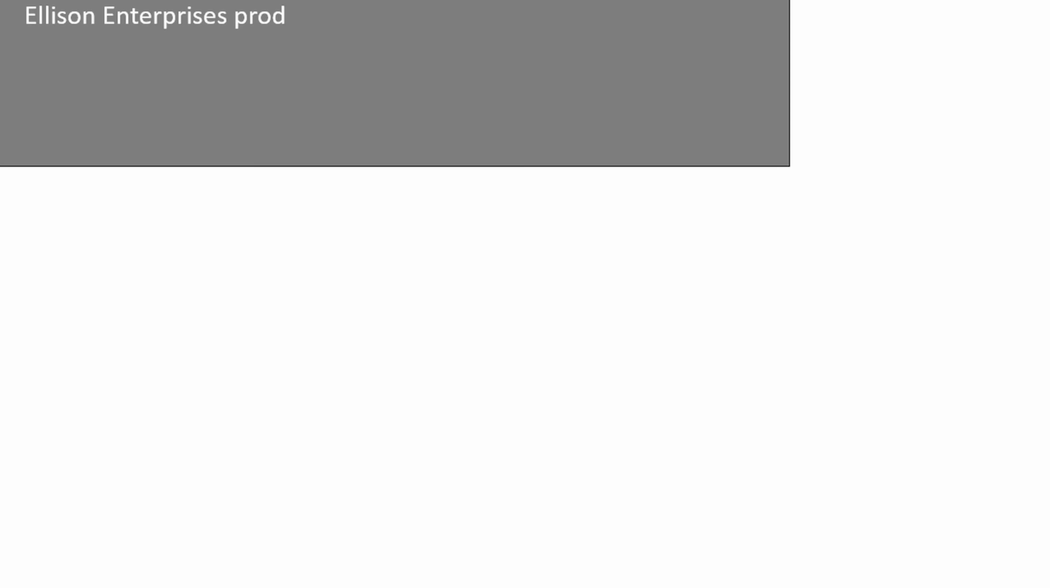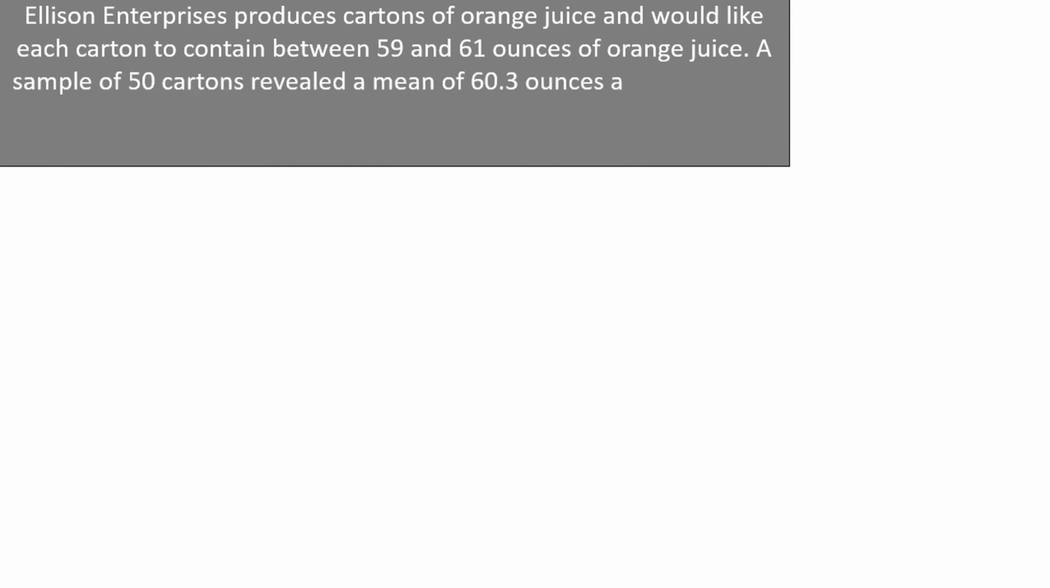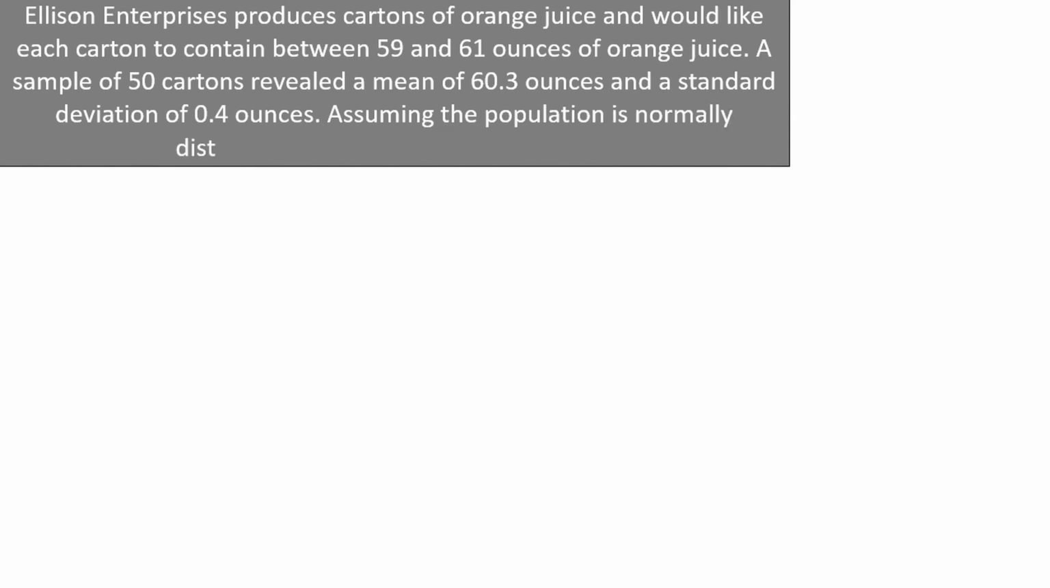LSL Enterprises produces cartons of orange juice and would like each carton to contain between 59 and 61 ounces of orange juice. A sample of 50 cartons revealed a mean of 60.3 ounces and a standard deviation of 0.4 ounces. Assuming the population is normally distributed, calculate CP, CPK, and ppm.